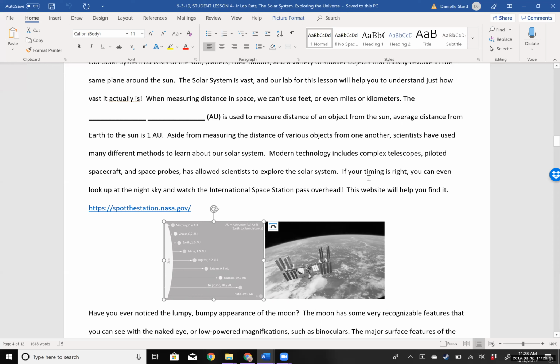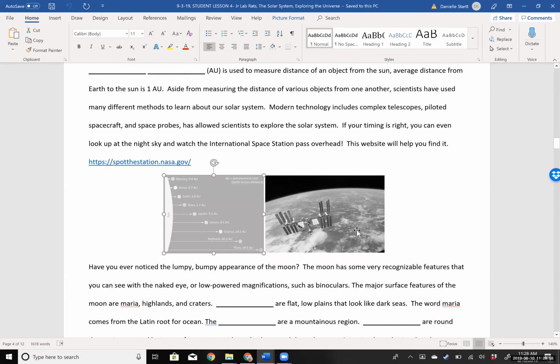Modern technology includes complex telescopes, piloted spacecraft, and even space probes. It has allowed scientists to explore the solar system. If your timing is right, you can even look up in the sky at night and watch the International Space Station pass overhead. That's the International Space Station. This website will help you find it. Okay, this is the ISS right here.